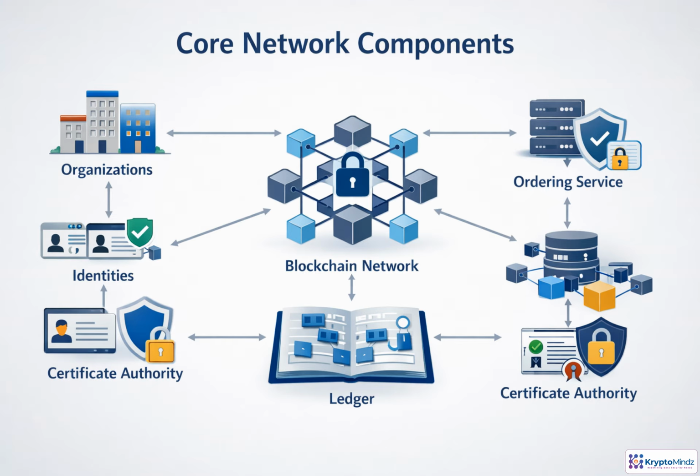Hyperledger Fabric is designed for collaboration among known organizations. Its architecture separates identity, trust, transaction ordering, and ledger storage, so enterprises can share data with confidence while still controlling who participates and how transactions are validated.